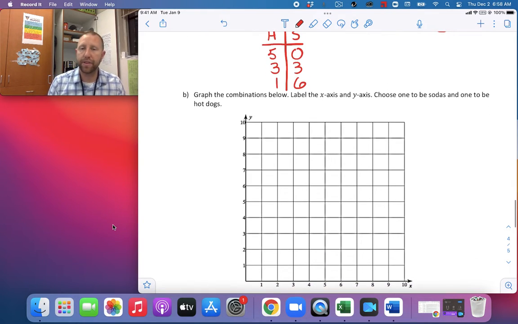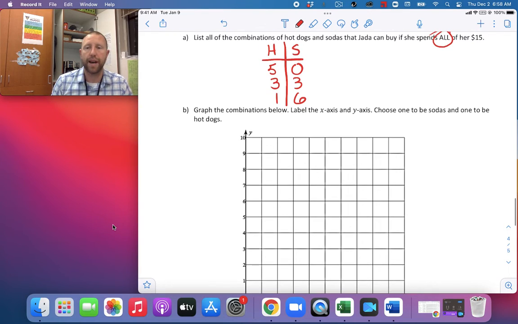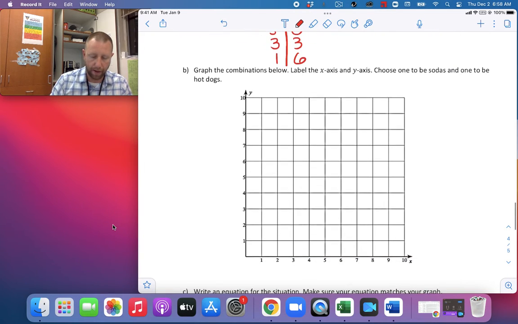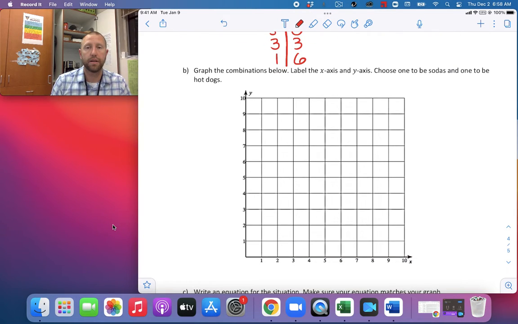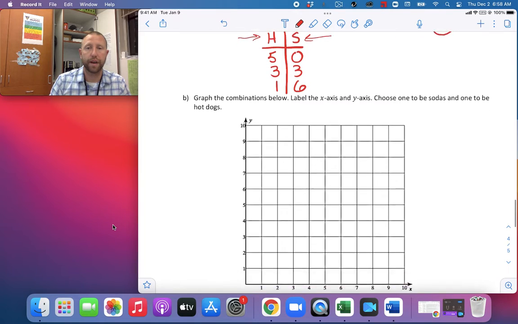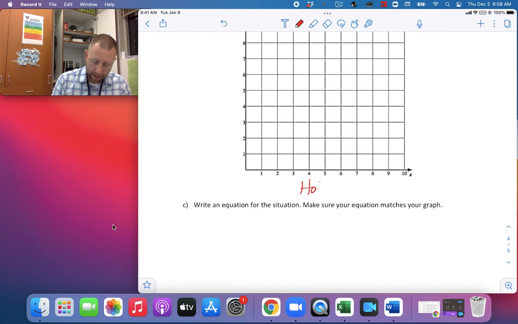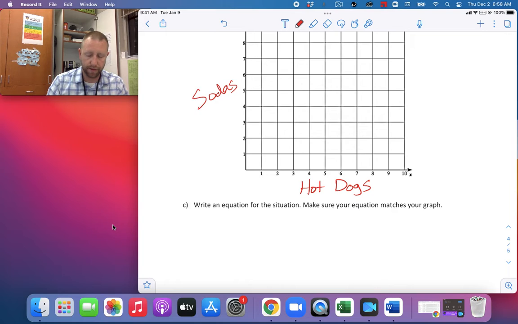It says graph the combinations below, label the x and the y axis. Well, since I listed hot dogs first, that's going to be my x, and then sodas would be my y. It didn't matter how you did it. You just had to match up with how you wrote out the combinations. So hot dogs are my x, so I'll put that down here. Hot dogs, and sodas are my y. So I'll put sodas there.